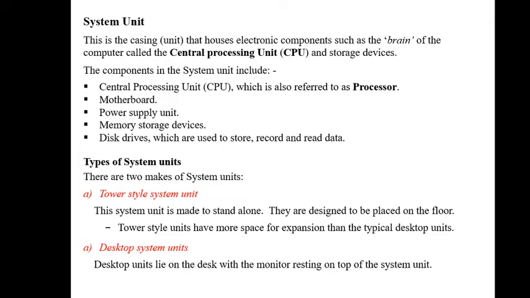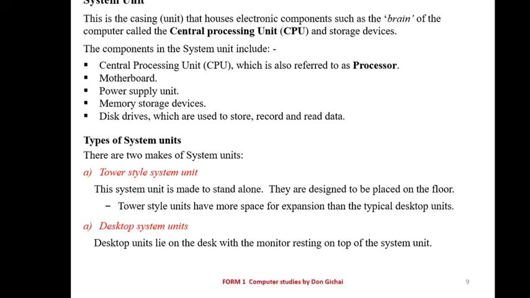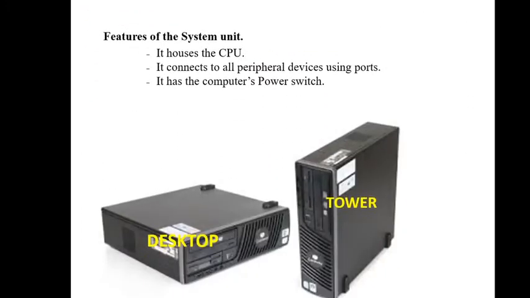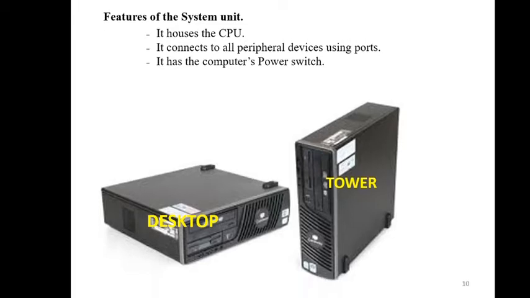Therefore, we have a system unit that looks like a house, like a tall house, like KICC or Times Tower in Nairobi. That is the tower. It looks like a storey building. Then we have the one that is actually lying flat, that is called the desktop unit. Therefore, let's look at them. These are the photos of system units. We have the desktop, that one. You are familiar with that one. You can look at your computer lab and see. We usually have those ones. And the tower. The tower is the one that is actually standing up.